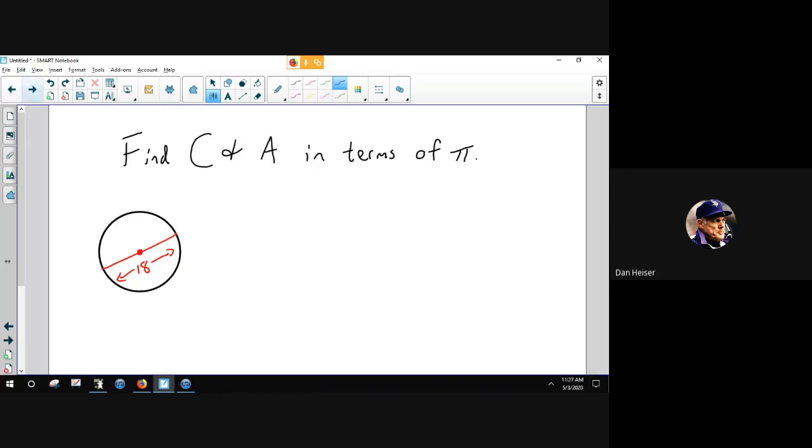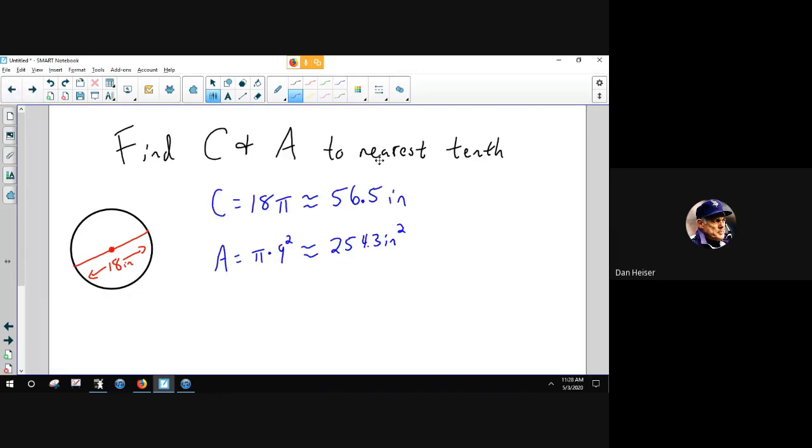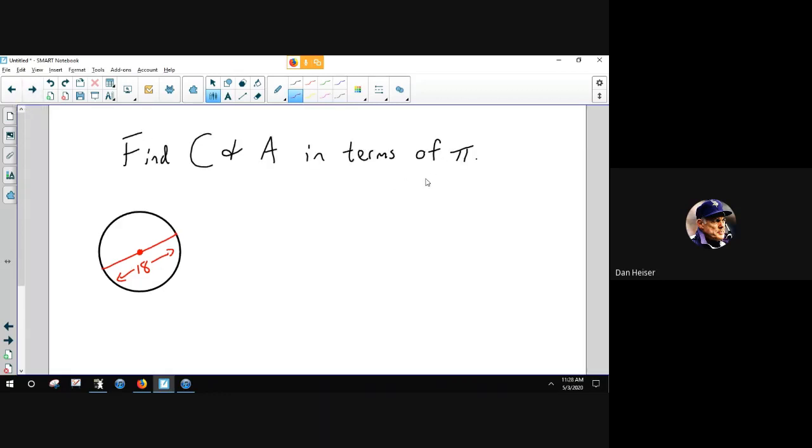Let's take a look at the same problem from a different perspective. So find the circumference and area in terms of pi. So let me back up here. The previous problem said nearest tenth, so an approximation. In terms of pi is a much more accurate way of expressing these answers.